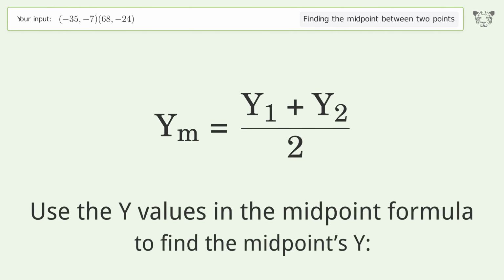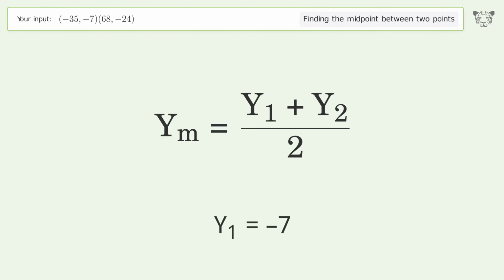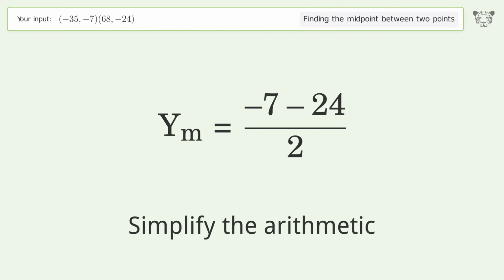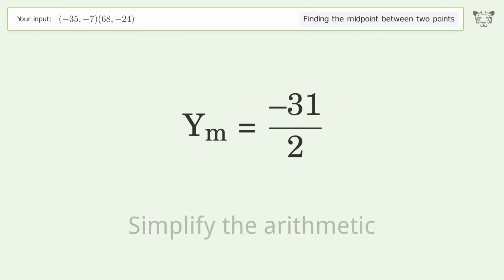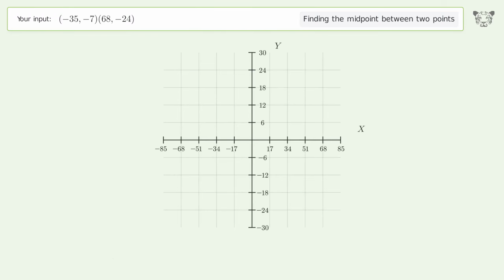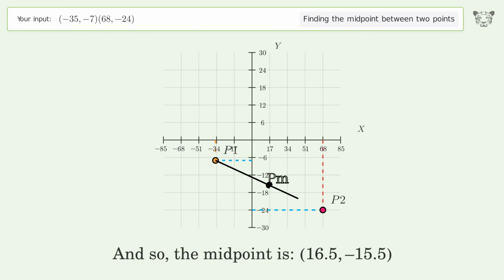Use the y values in the midpoint formula to find the midpoint's y. y1 equals negative 7. y2 equals negative 24. Simplify the arithmetic. And so, the midpoint is 16.5, negative 15.5.